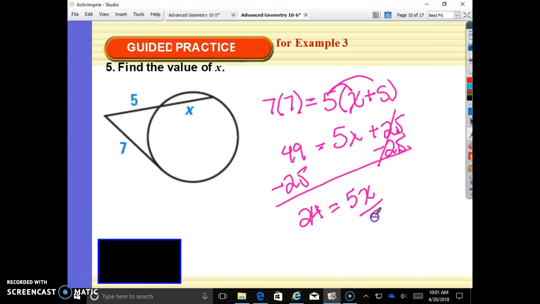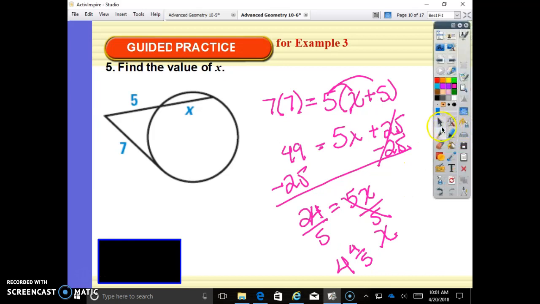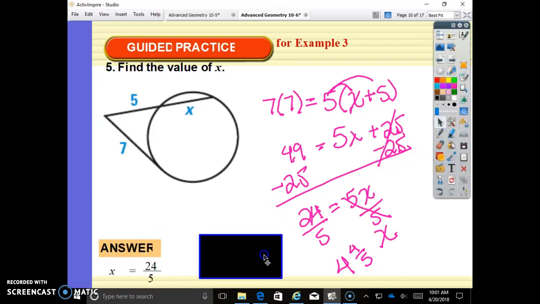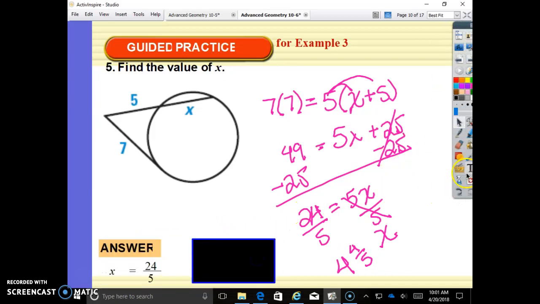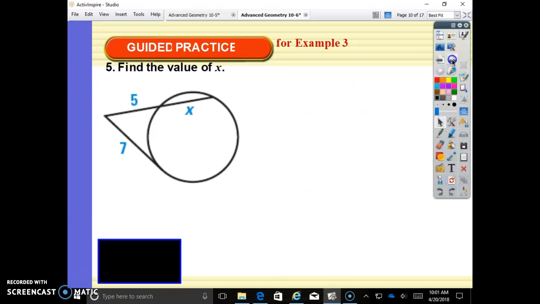Equals 5x. Divide by 5 on both sides. It's going to be 4 point something, right? It's going to be like 4 and 4/5. 4.8. 4 and 4/5. 24 over 5. They just left it as that improper fraction.